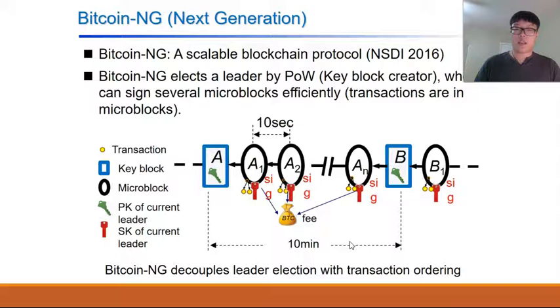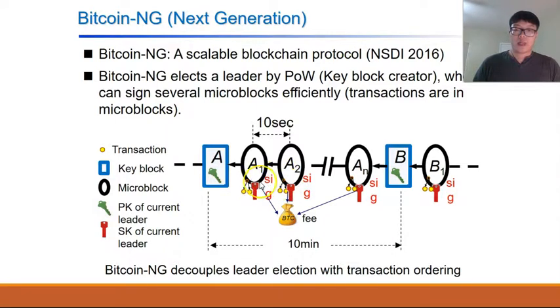By contrast, transactions are included in microblocks. When a miner finds a key block, it becomes a leader. It can produce a series of microblocks in order until the next key block is produced. From the figure, we can see that the interval between key blocks is 10 minutes, which is the same as that in Bitcoin. But the interval between microblocks is 10 seconds, which is much shorter.